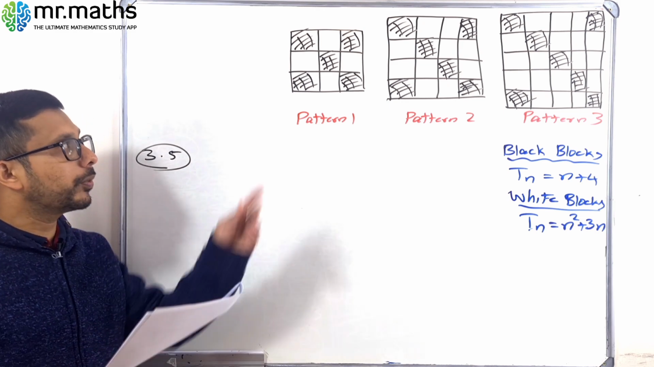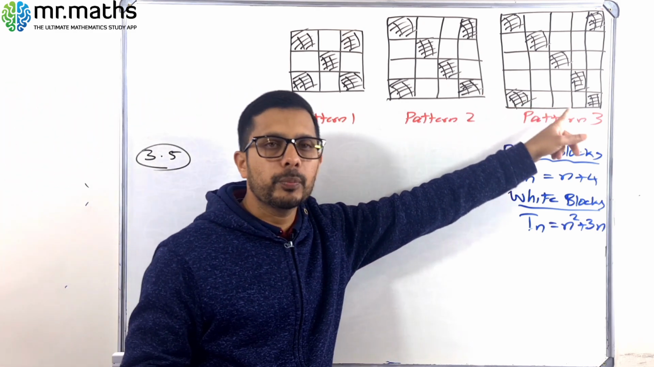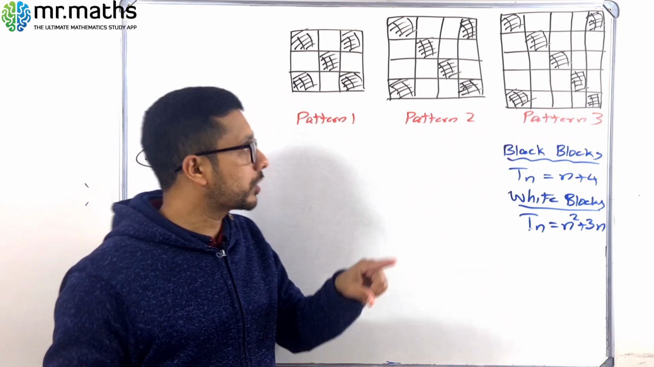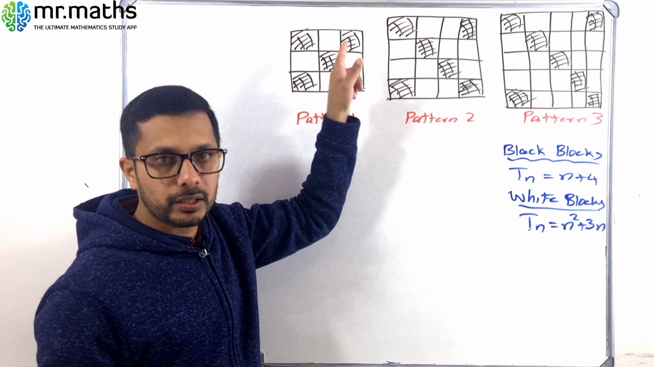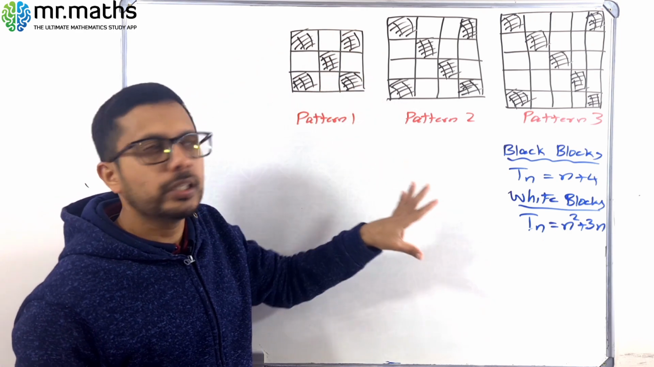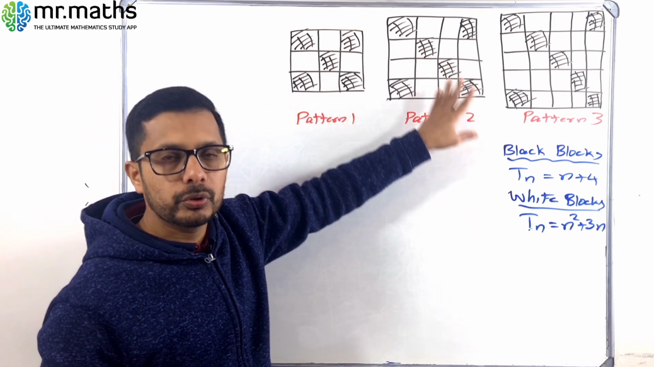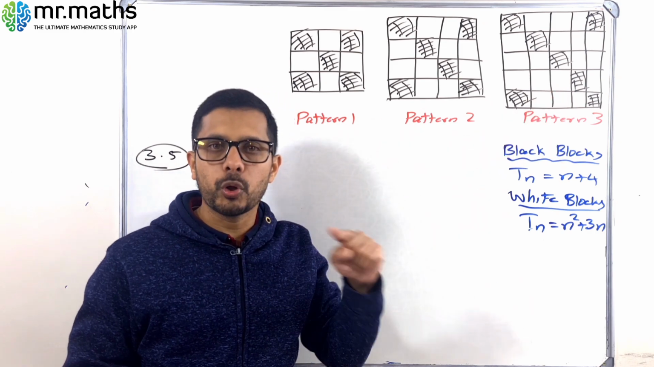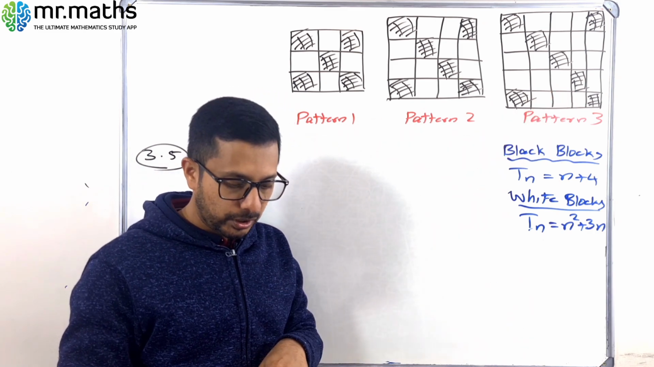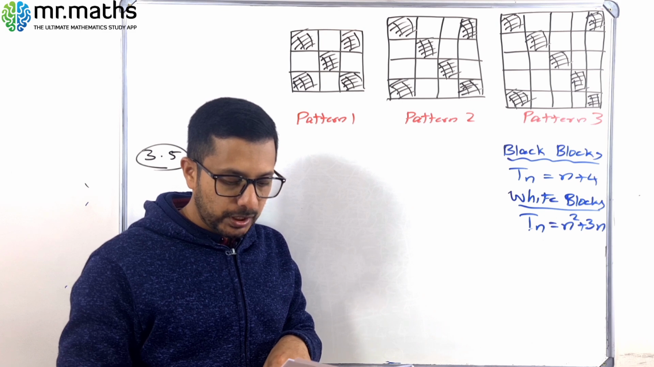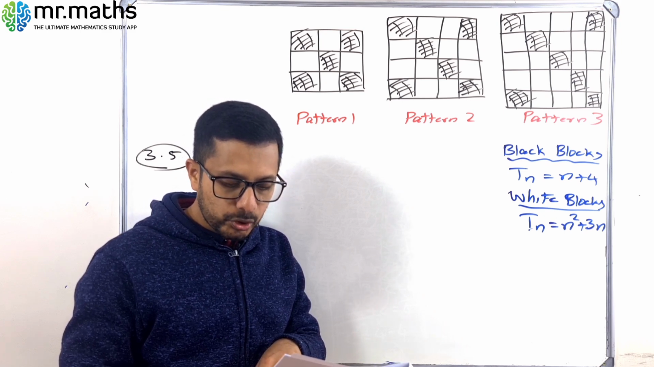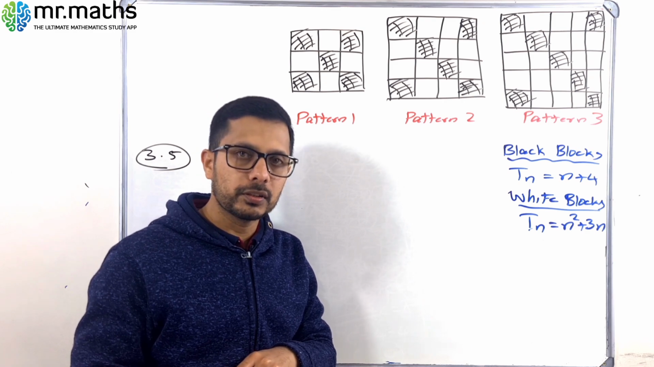Not in pattern number 1, not in pattern number 2, not in pattern number 3. You have to find how many white blocks are there in the pattern where you want to count. Look at that one: how many white blocks will be in a pattern with 32 black blocks.